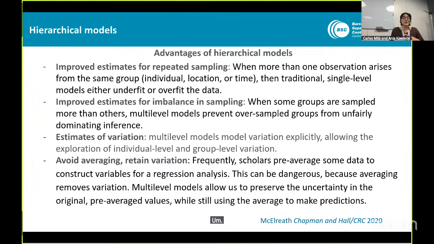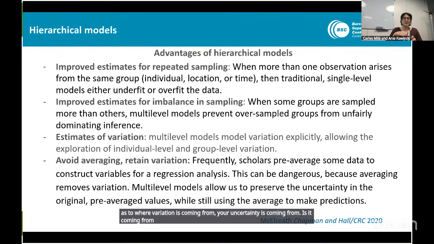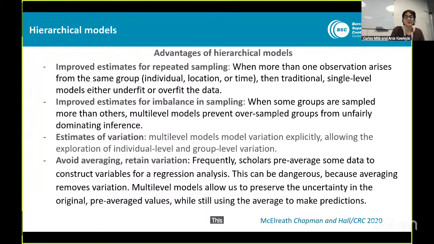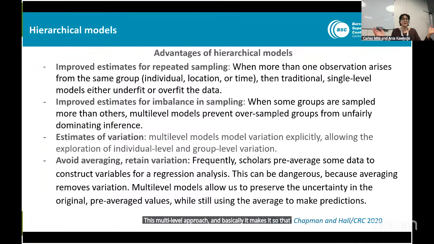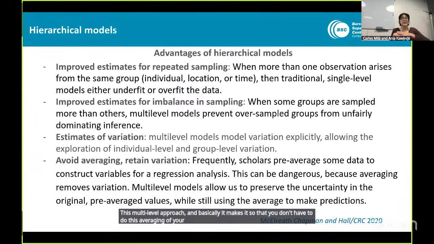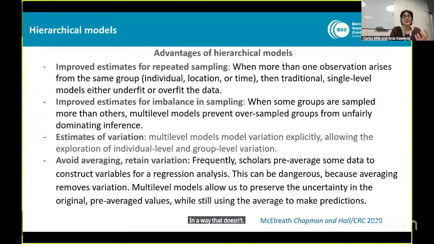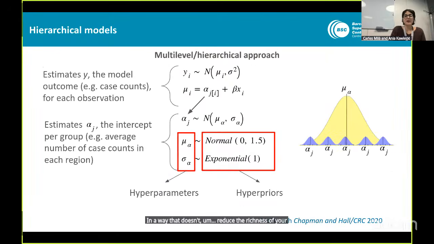It helps you be very explicit as to where variation is coming from, where your uncertainty is coming from. Is it coming from spatial heterogeneity, from temporal heterogeneity? All these things you can explicitly model using this multi-level approach. Basically it means you don't have to average your individual level data. You can include group level data into your individual level model in a way that doesn't reduce the richness of your individual level model.